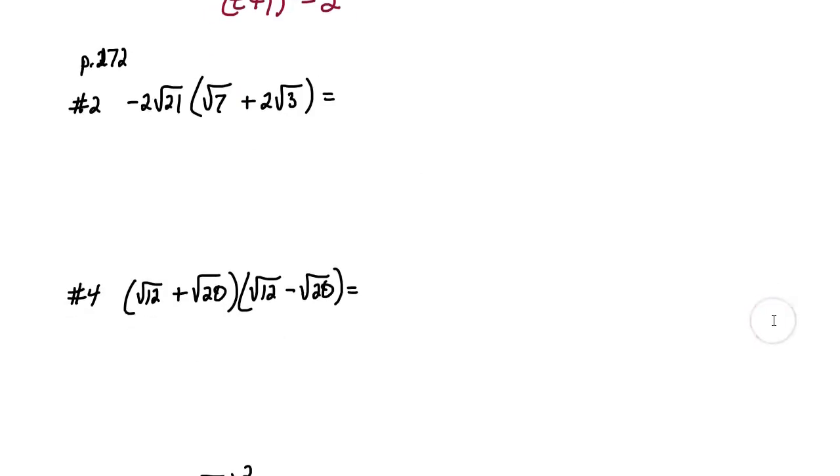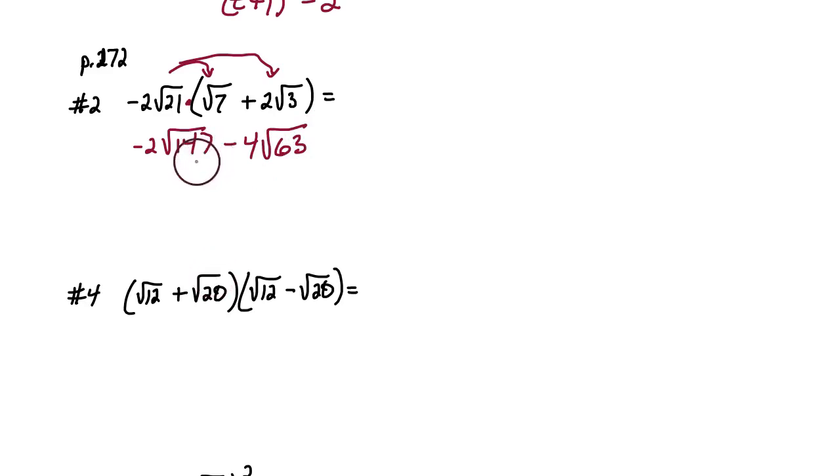On page 272, we're asked to simplify this. This has the format of being the distributive property, where the thing out at the beginning is going to get multiplied to both of those items in those parentheses. So negative 2 square root of 21 times 7 is equal to negative 2 times the square root of whatever 21 times 7 is. That's 147. And then negative 2 times the square root of 21 times over to here becomes negative 4 times the square root of whatever 21 times 3 is, which is 63.